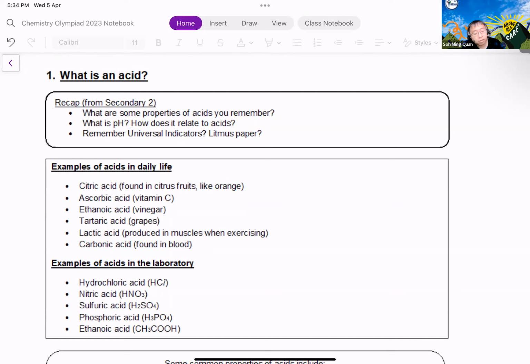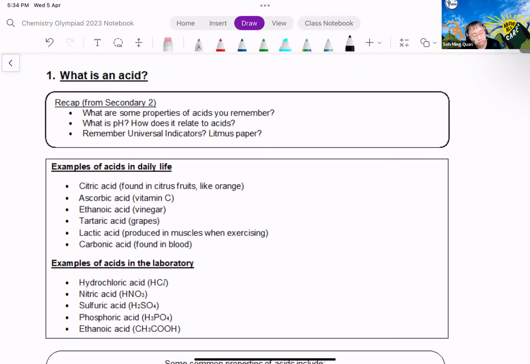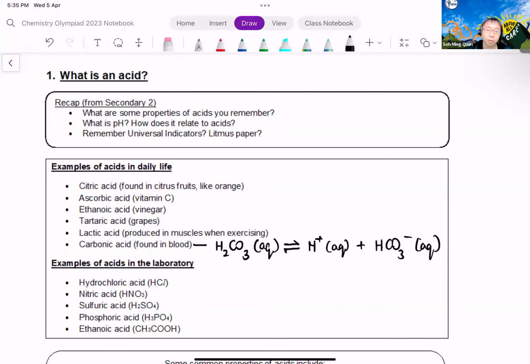All right. Another important one, which bio students should be interested in, is carbonic acid. So this is the formula of carbonic acid. Now, what's interesting about carbonic acid is that it is found when dissolved in our blood, and blood is mostly water. So carbonic acid is commonly found in our blood. Where do you think it really comes from? Well, it actually came from here.